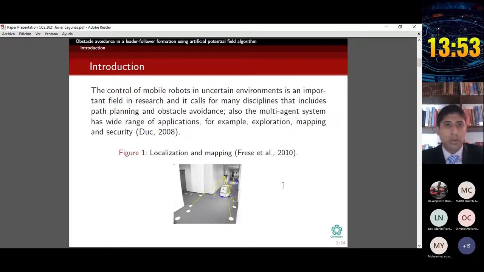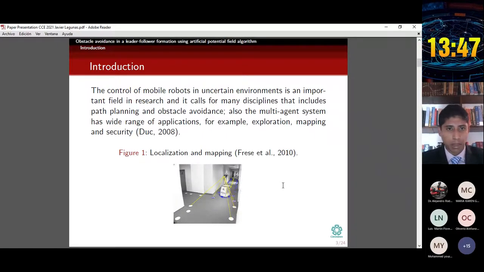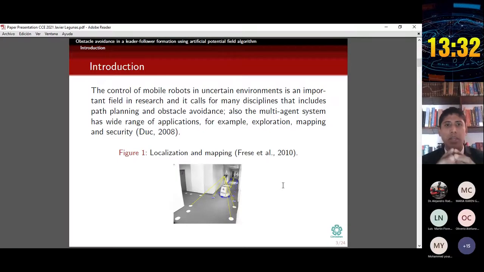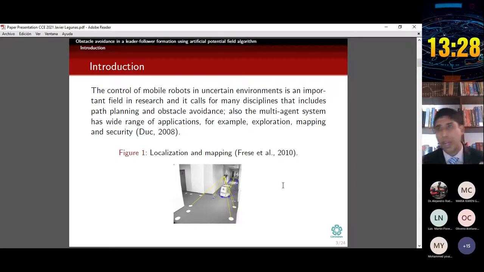The control of mobile robots in uncertain environments is a very important field of research, and it calls for many disciplines that include path planning and obstacle avoidance. Multi-agent systems also have a wide range of applications, for example exploration, mapping, and security. The objective of the formation is creating geometric positions while the system is moving, and each agent reaches the goal in cooperation with the other agents.